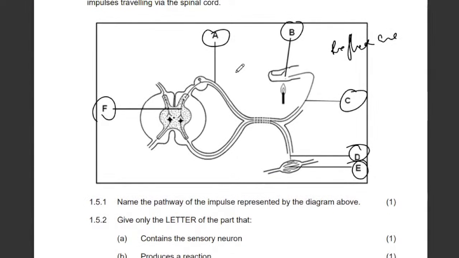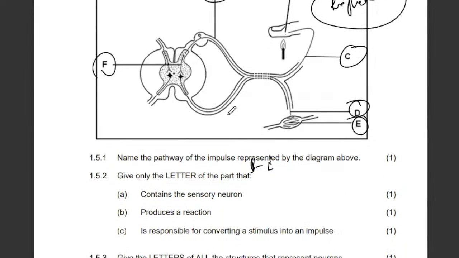So they're saying name the path of the impulse represented in the diagram above. So how does the impulse move? It moves from B to E. So basically it is B to E. And then we say that this path is basically the reflex arc.